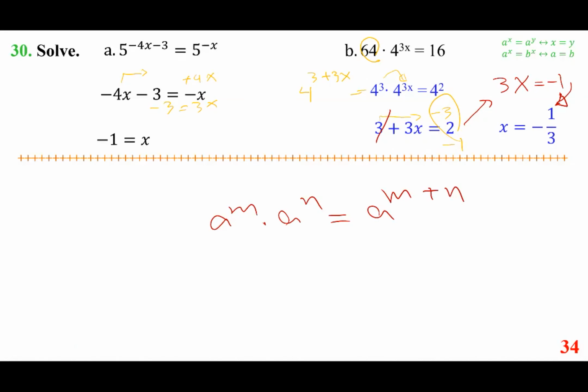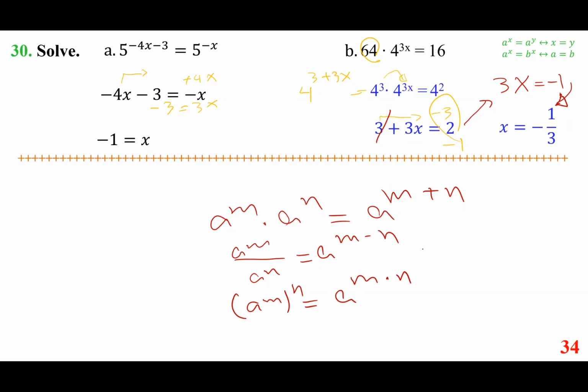Okay. So a to the power of m over a to the power of n is a to the power of m minus n. A to the power of m to the power of n, which is the power rule, is a to the power of m times n. So these are simply put exponential rules. Okay. Now that makes sense. Thank you. My pleasure.